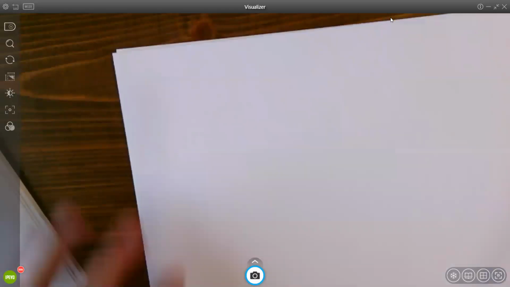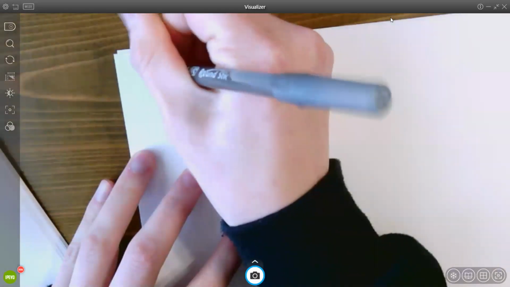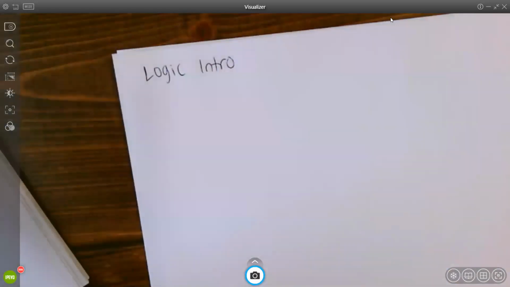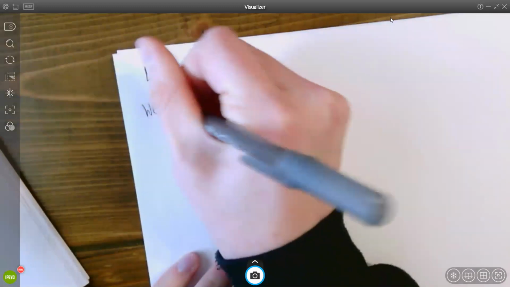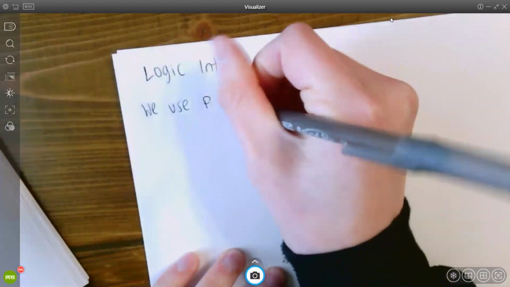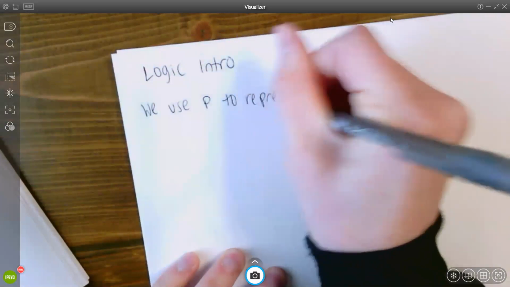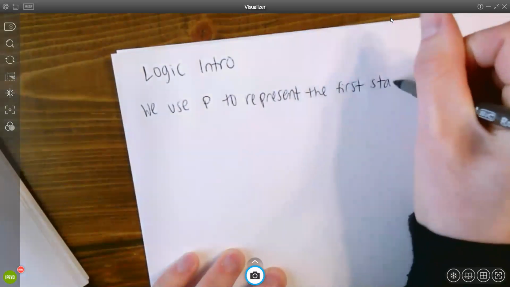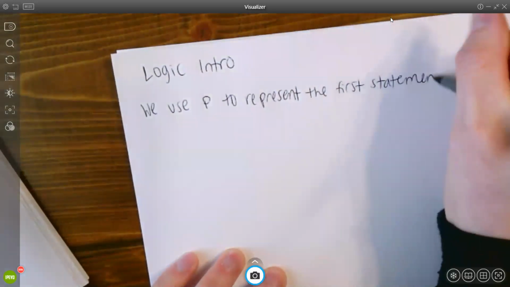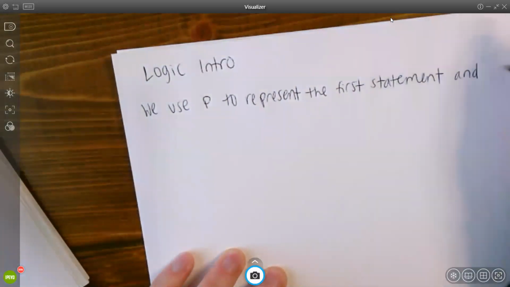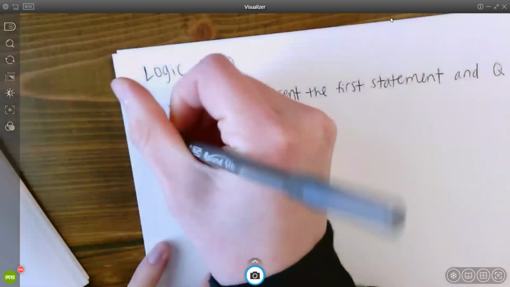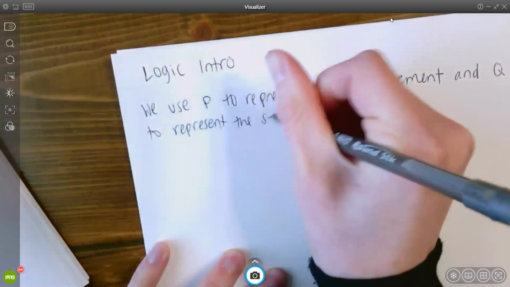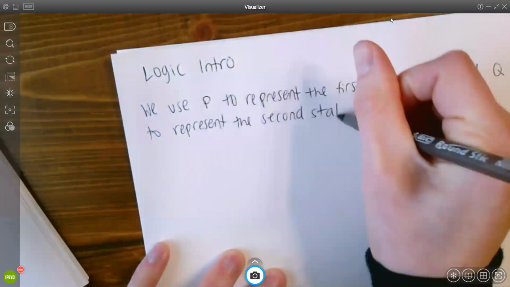All right, so I'll just label this as logic intro. So we use P to represent the first statement and Q to represent the second statement.